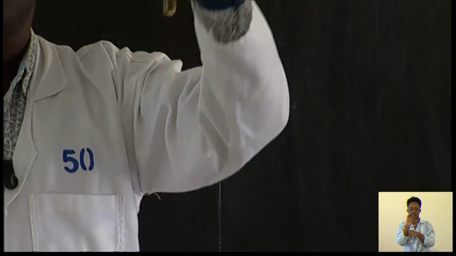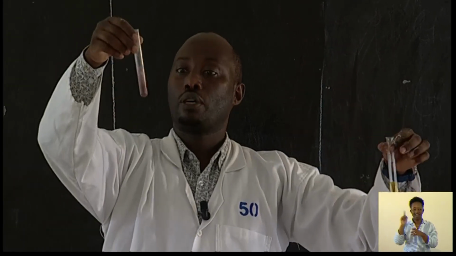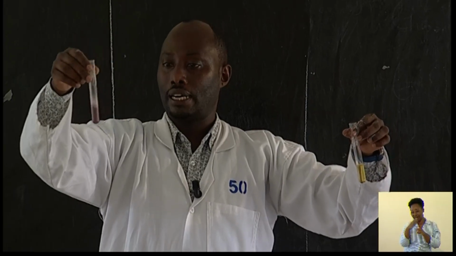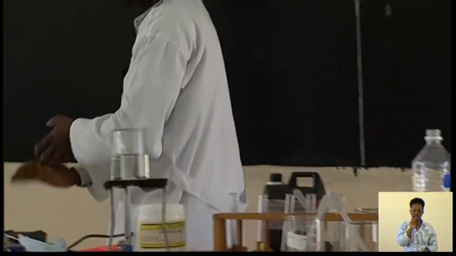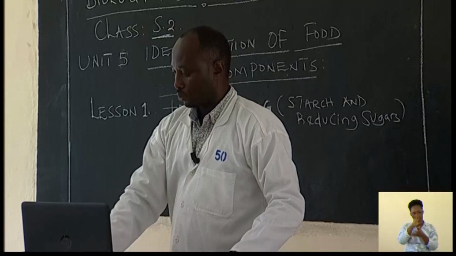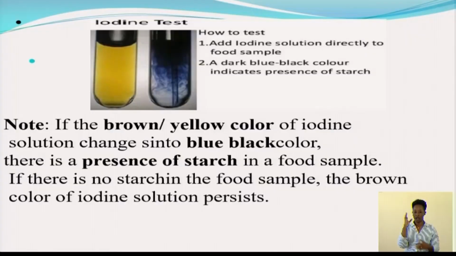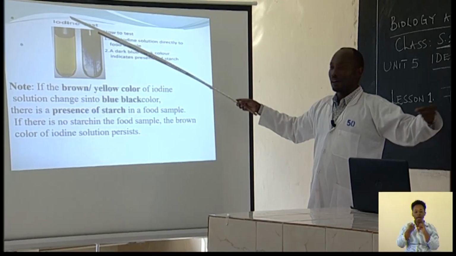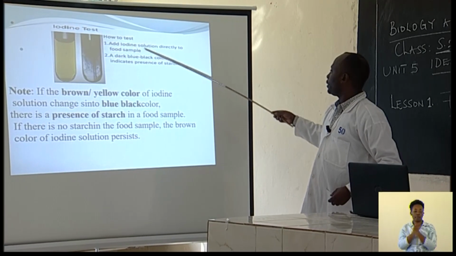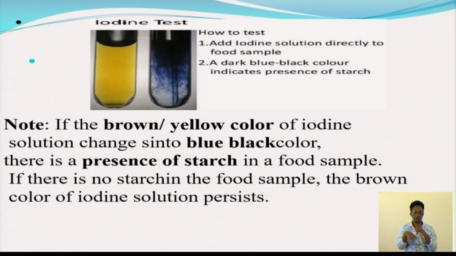So you can compare the two. The brown color of iodine solution persists here, meaning there is absence of starch in that solution. But this one is blue-black in color, which indicates there is presence of starch. Quickly, let us make a deduction and a conclusion. Let's go to our observation. Here there is absence of starch. Here there is presence of starch, blue-black color, as you've seen how I did it. Add iodine solution directly to the food sample, and a dark blue color indicates the presence of starch.